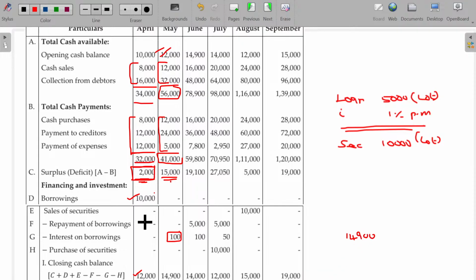4,900 is above the minimum requirement. What is the minimum requirement? 10,000 rupees. How much do you have now? 4,900. No problem. You have the excess.